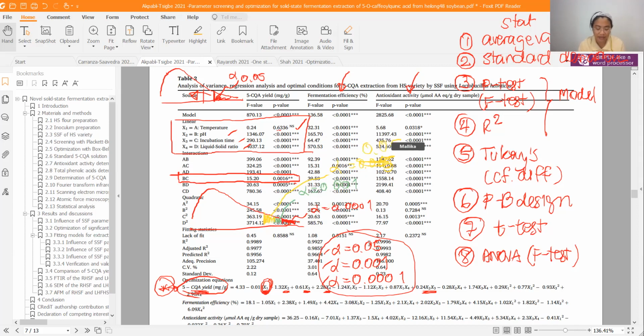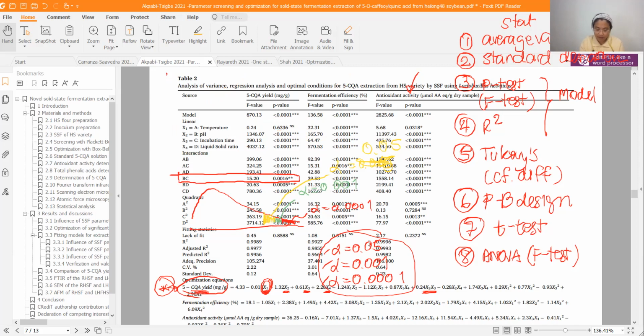So that means that testing the same one at different alpha levels could give you different results, could give you a different conclusion. That's how it goes with statistics.